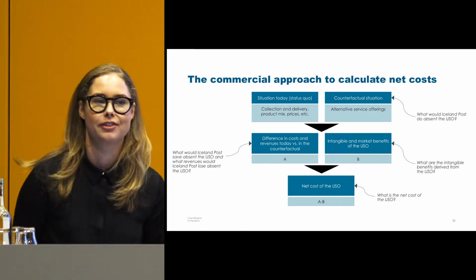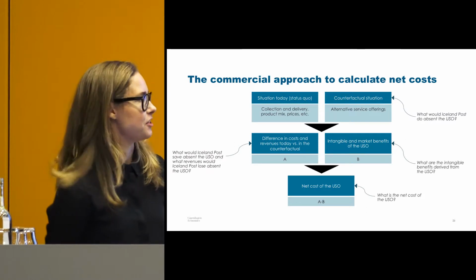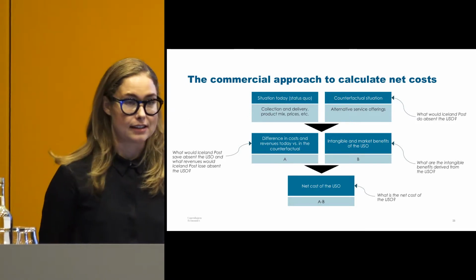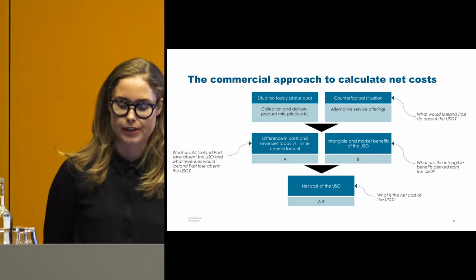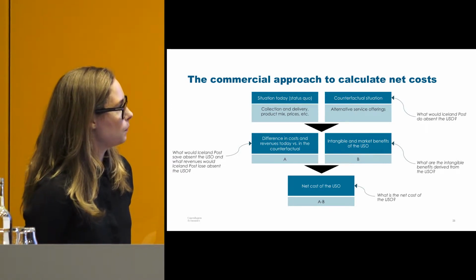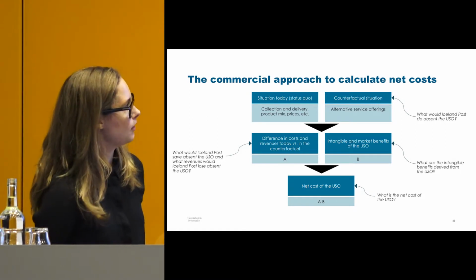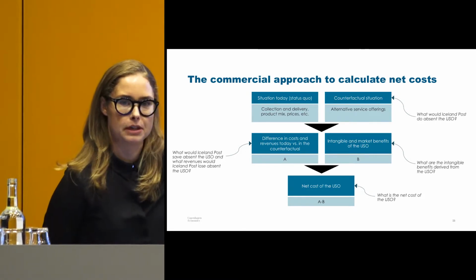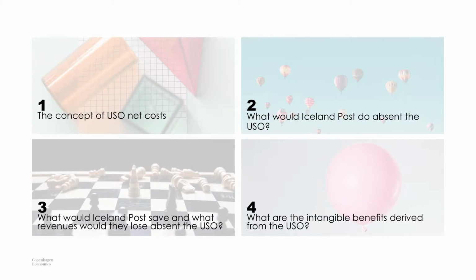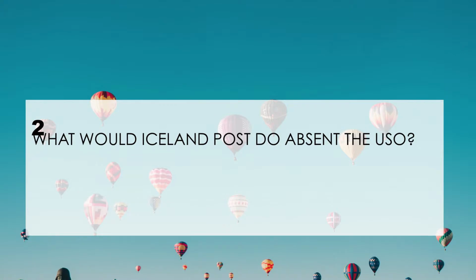Then there are, of course, some good things about being the official provider. We call this intangible and market benefits, and we have to include them as well. And that's the 4th step. The question we pose there is, what are the intangible benefits derived from the USO? And in the end, we calculate the net cost of the USO, where we have the burden in A, and we withdraw the benefits in B. And I will show you, not in perfect detail, but at least in some detail, how we go about these 3 yellow steps. And these questions are then what you can find in the agenda for numbers 2, 3, and 4. So we will start by talking about the counterfactual scenario.